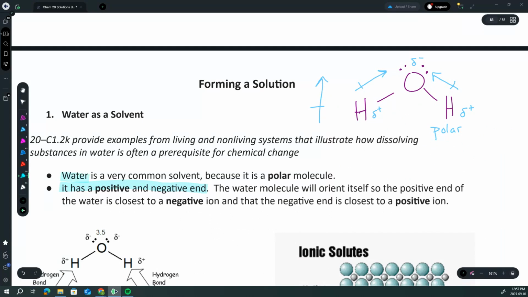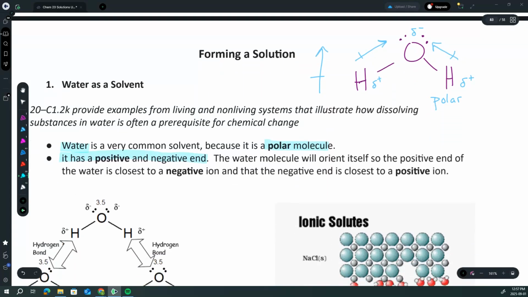So water is polar, it has a positive and a negative end. And because of this, the water molecule is going to orient itself so that the positive end of the water molecule is closest to a negative ion if you're dissolving an ionic compound.